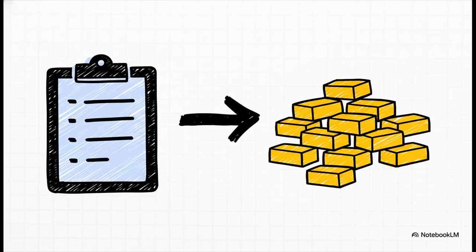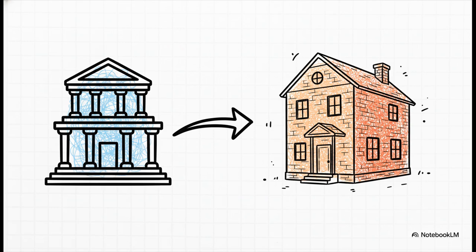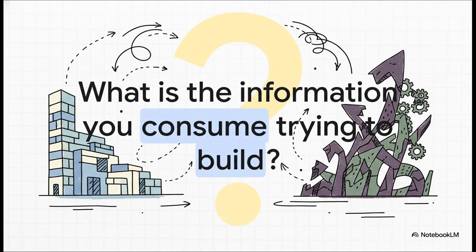So if you remember anything, remember this simple idea. Facts are the bricks. They're just the raw material. The truth is the architecture. It's the thing that gets built. And that leaves us with one final, crucial question to take with you. As you go about your day, as you scroll through your feeds, just keep asking yourself this. What is the information I'm consuming trying to build? Is it an honest structure, or is it an architecture of deception?